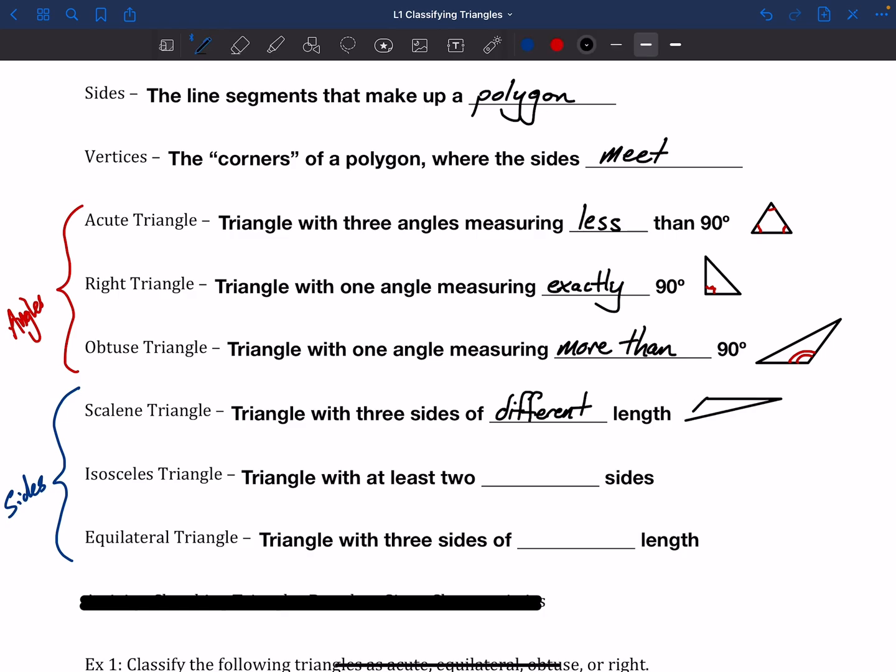Let's try that last line one more time. There we go, right? None of those sides are the same length. If I was putting little markers in, none of those have the same length to them, right? So we'd call that a scalene triangle.